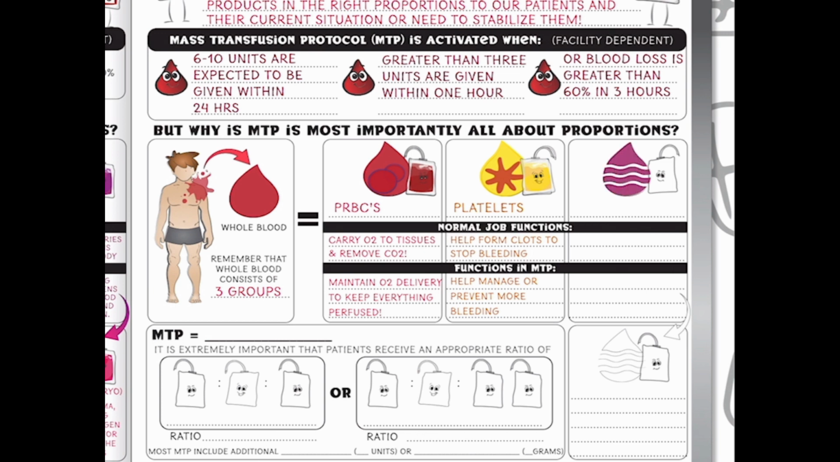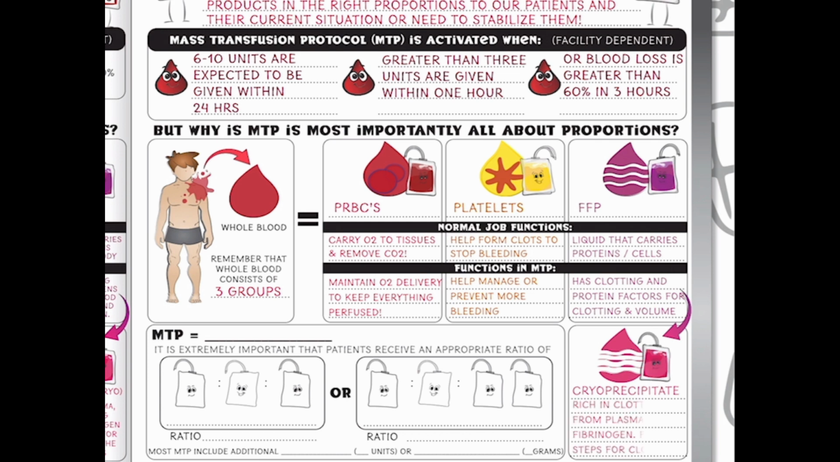Whole blood is also made up of our FFP. This is our fresh frozen plasma, and this is liquid that helps carry proteins and cells. This FFP has clotting and protein factors that are for clotting and volume. And down here below our FFP, we actually have something else, and this is called cryoprecipitate. This cryo is rich in clotting factors, and this comes from plasma, and this is especially rich in fibrinogen.